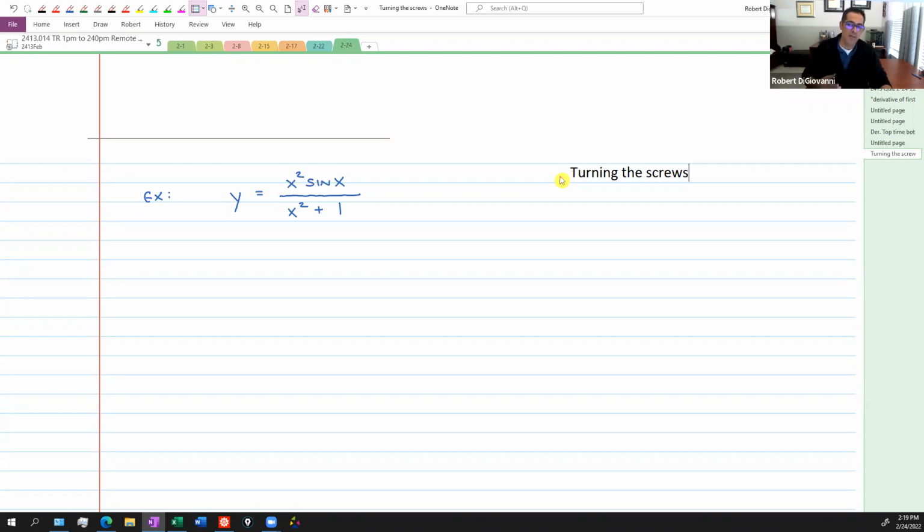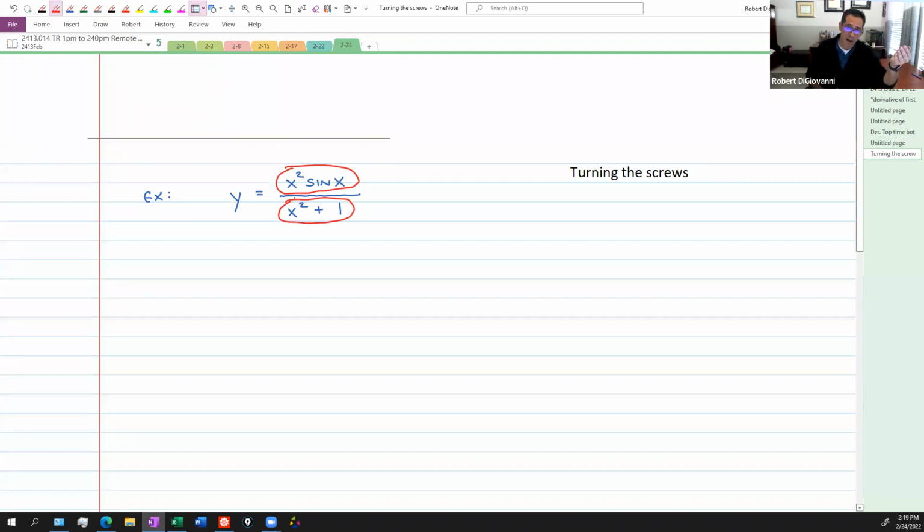We're going to get the rules and then we're going to start turning the screws. We're going to start making the functions harder, more complicated. We're going to start adding different elements and layers to it, like this one in particular. Do you all see that ultimately you have a quotient? You have a top function and a bottom function. You all see that? So you already know you're going to have to do the quotient rule.